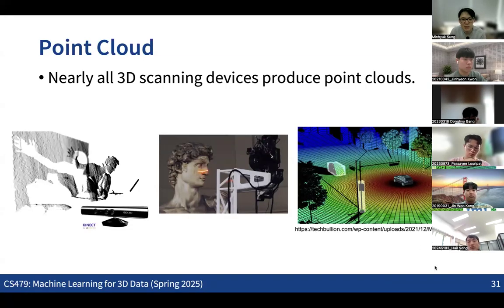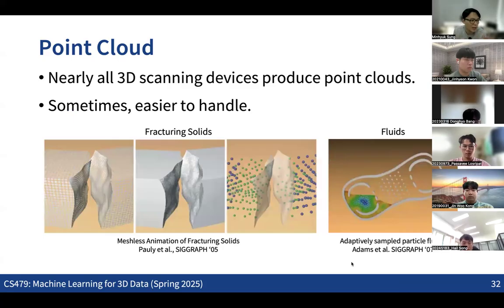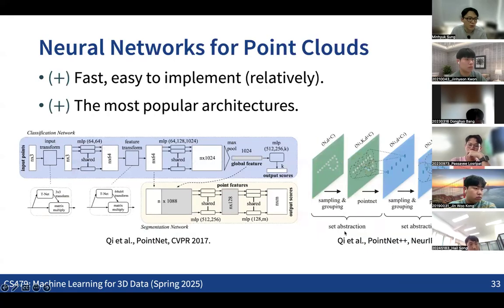And the application of this point cloud representation is not only scanning, but also many types of physics simulations, like simulating solids or fluid simulation. Typically this point cloud representation is used for many applications. We are also going to see how we can process this kind of point cloud data. The good thing about the point cloud is that it is quite good for both processing the data and also generating the data.